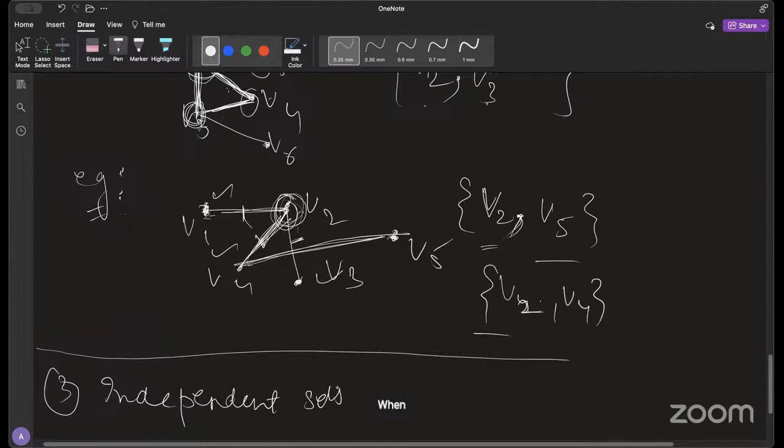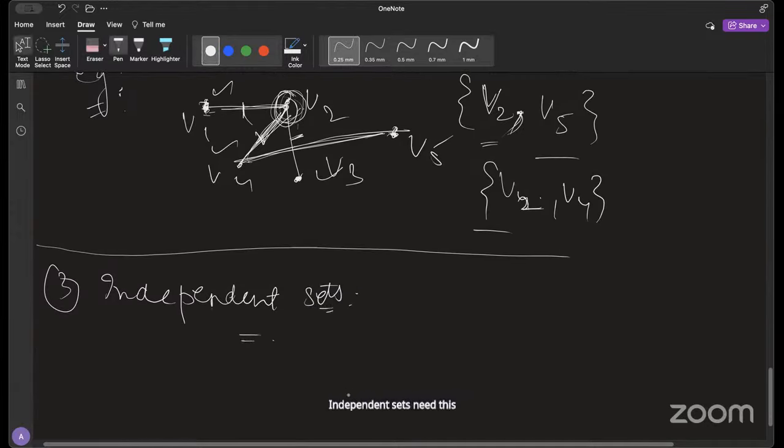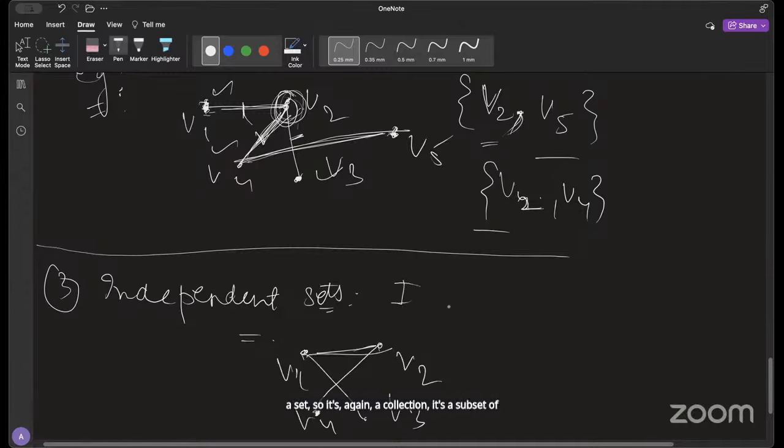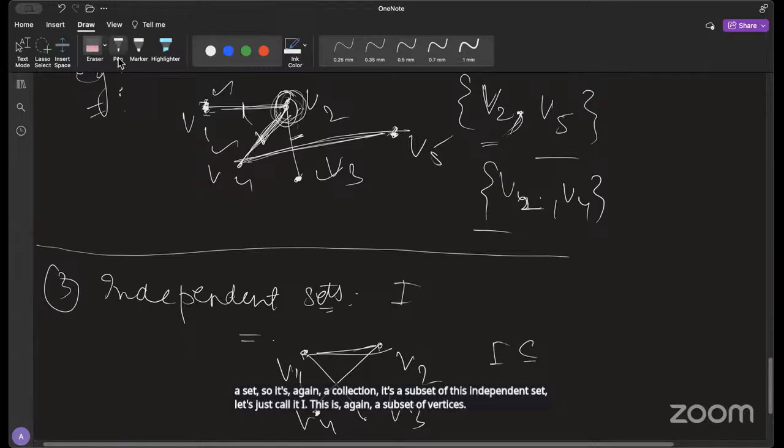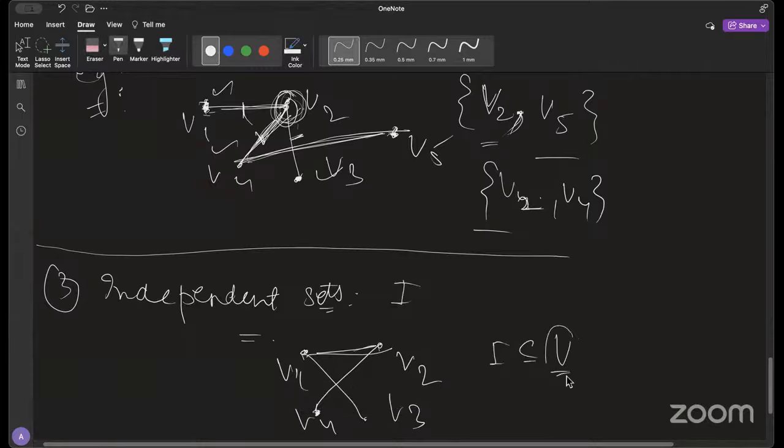Then coming to independent sets. Let's take one example to understand this better. Definition wise, if you have a graph, let's say you have V1, V2, V3, and V4. You just have to collect a set. It's again a collection, a subset. Let's just call it I. V is the set of all vertices, right? So your independent set I is a subset of V.